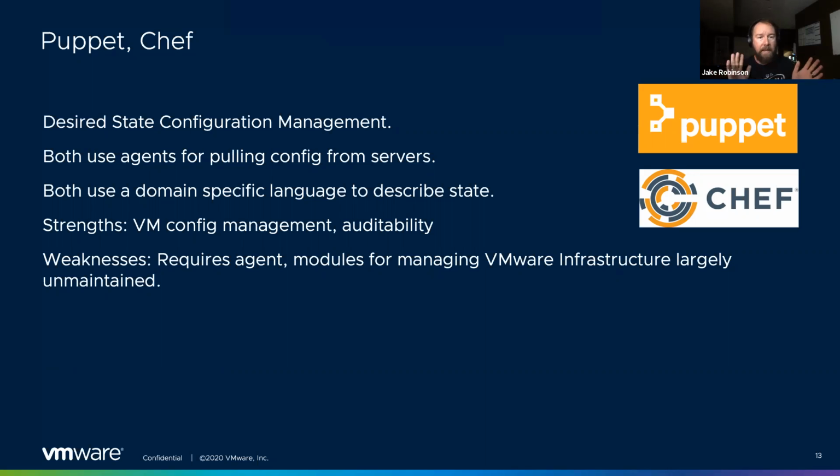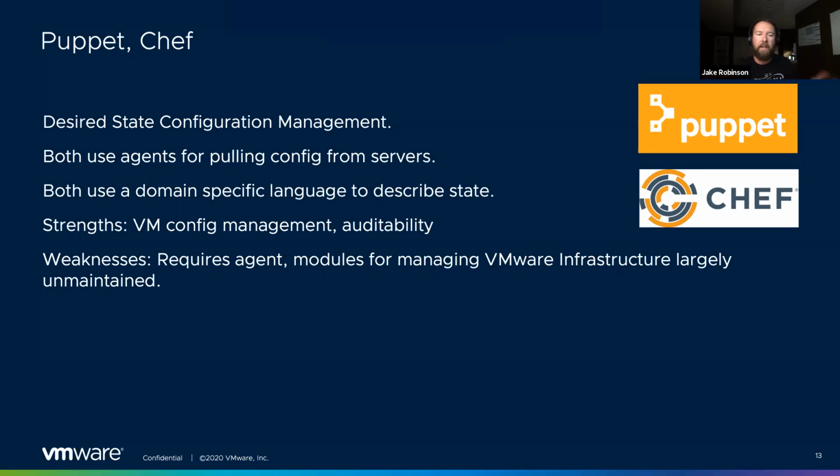They're both amazing at virtual machine configuration management, so managing the packages inside virtual machines, and auditability. So if you're an organization that really needs to have some way to audit changes within your organization, Puppet and Chef have, I think, the best platform for that.